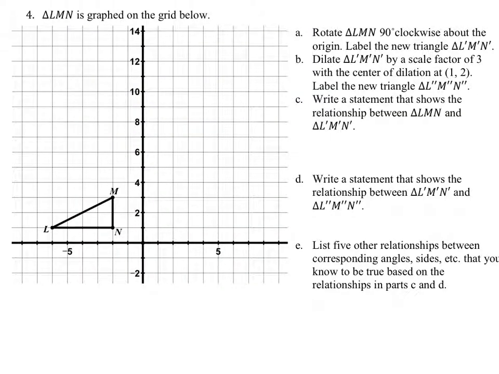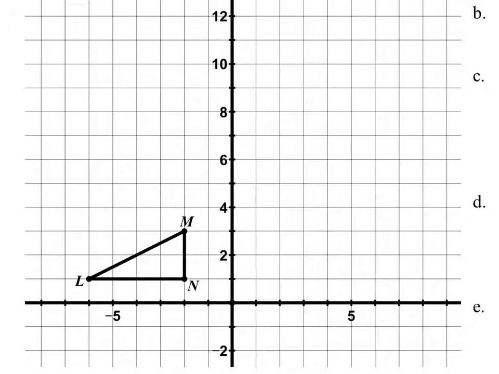Triangle LMN is graphed on this grid. We're going to rotate triangle LMN 90 degrees clockwise about the origin, and we'll label the new triangle L prime M prime N prime. Okay, so we're going to have 90 degrees, and this is clockwise, so it's going to go in this direction right here. And we could start with L, it doesn't matter. To the center of rotation right here.